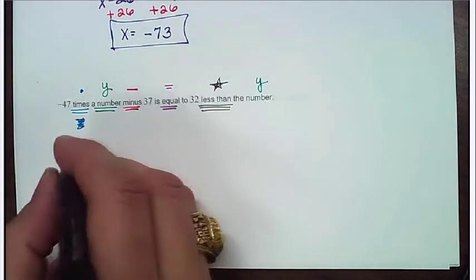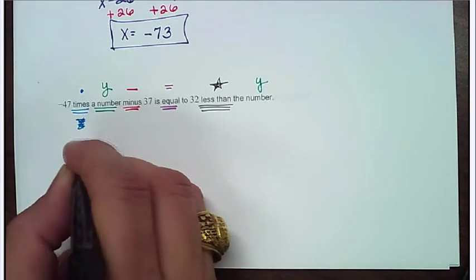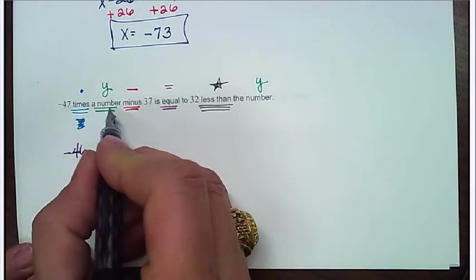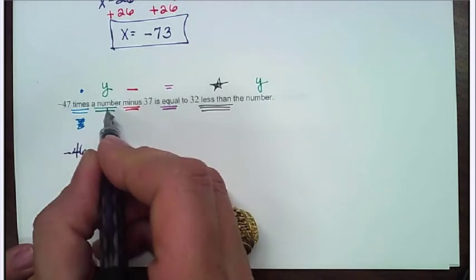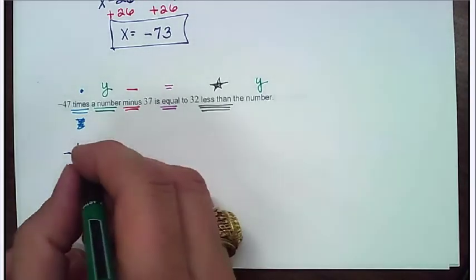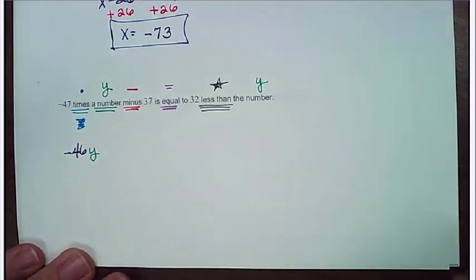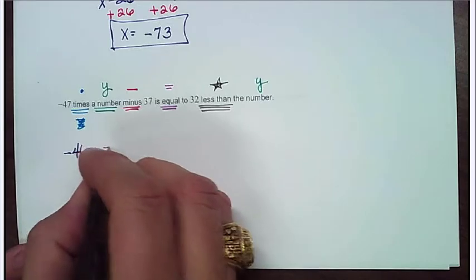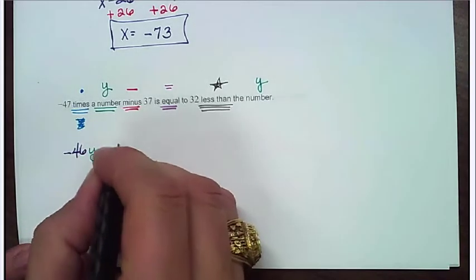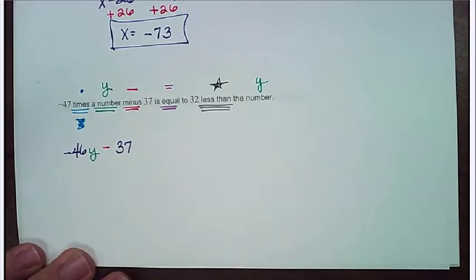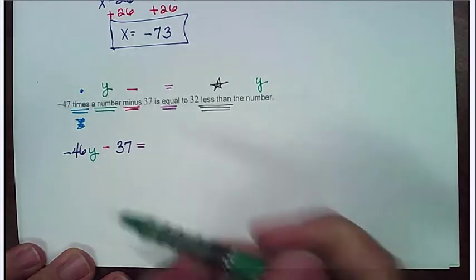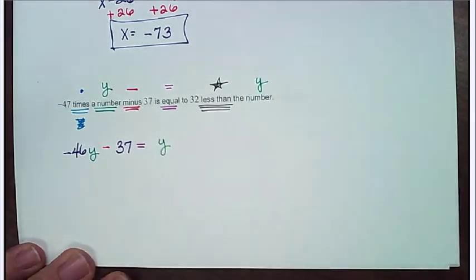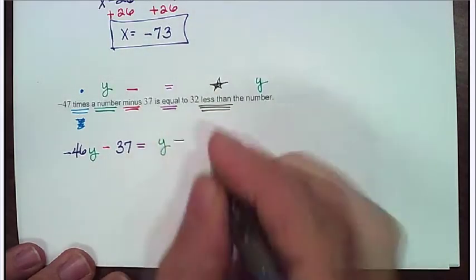So this is negative 47. Now I want you to notice here, right now I'm multiplying 47 times a number. I'm not multiplying 47 times a difference. If I were multiplying times a difference, I'd open up my parentheses. Here I don't have to do this because I'm just multiplying it by a number. Minus 37 is equal to, and then there's this less than, so flipping. So this is actually going to be y minus 32.